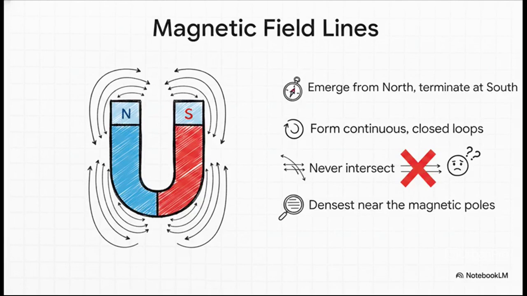And here is the most crucial rule. Field lines never, ever intersect. Seriously, no crossing. Why? Because if they did, a compass placed at that intersection would have to point in two different directions at the exact same time, which is obviously impossible.